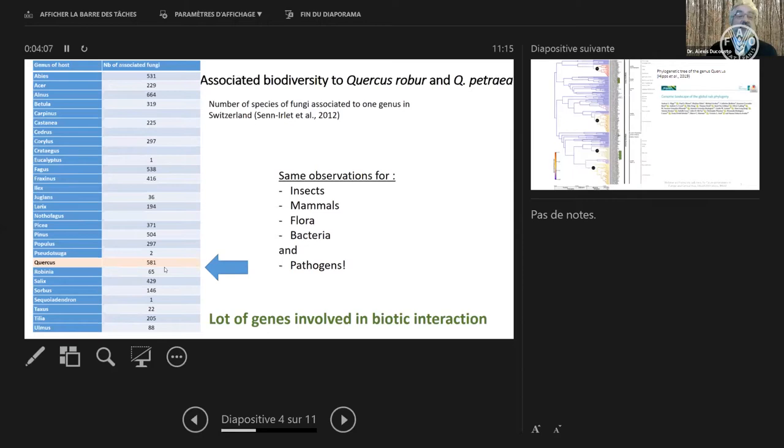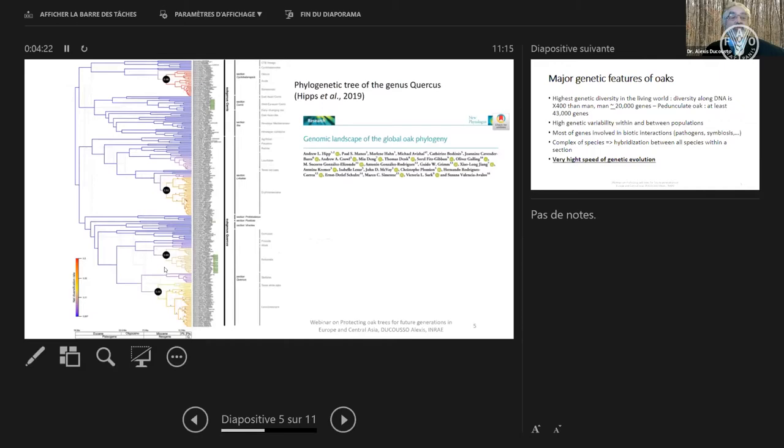And it is due to the fact that a lot of genes are involved in biotic interaction. Here we can see the phylogenetic tree of the genus Quercus. We can see all the different species in this study by Andrew Hipp, and all the species located in Europe and Central Asia have a green arrow.